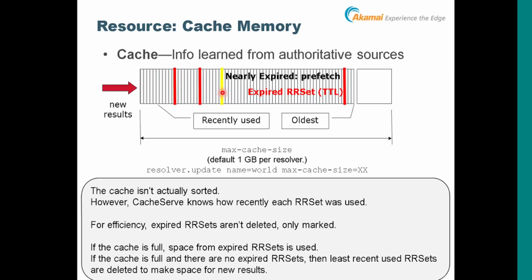If there are any questions about the cache memory, put them in the chat, or you can respond to them now. Otherwise, let's move ahead and look at this other significant consumer of process memory that CACHESERVE will use. That is the recursion context, and each recursion context represents an ongoing lookup to an authoritative server. It includes information about which queries were sent to which servers. Things like the query ID need to be remembered so that it can be matched with the appropriate response.